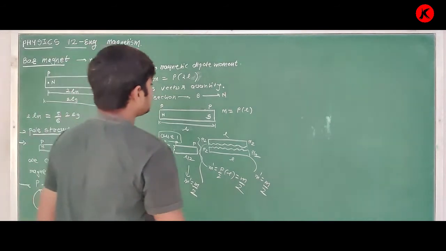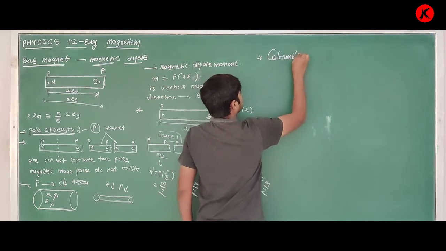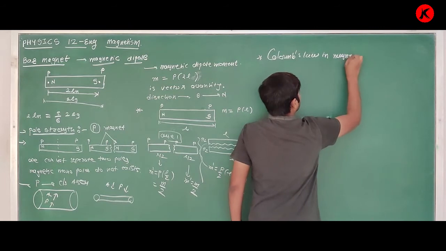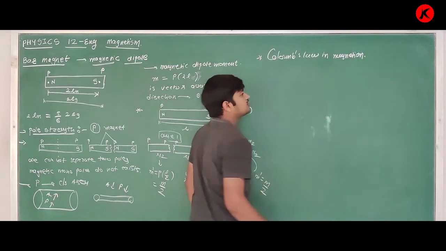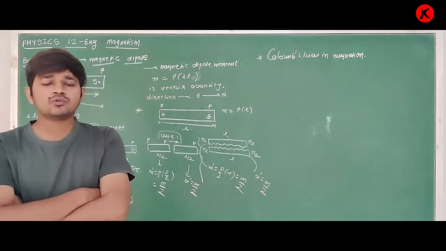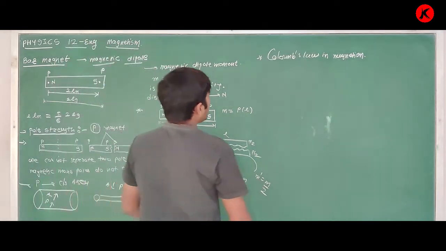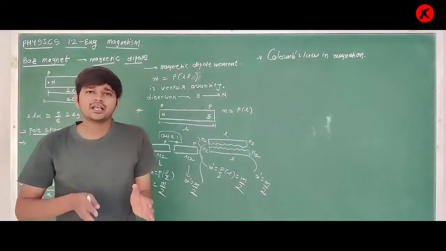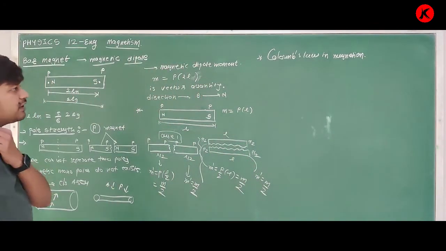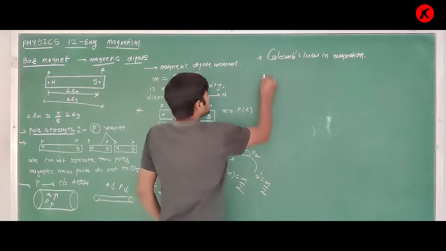What is Coulomb's law in magnetism? We know Coulomb's law for charges, that is F is equal to 1 upon 4 pi epsilon 0 Q1 Q2 upon R square. Here we will write Coulomb's law in magnetism for two poles. If you are given two poles having pole strength P1 and P2, then what is the force between them?